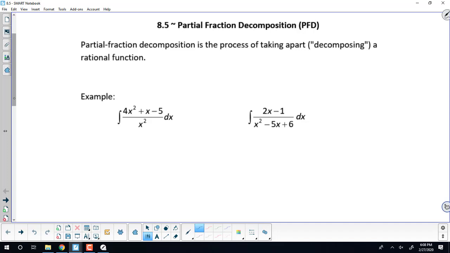But the notion of partial fraction decomposition is basically like taking apart a rational function into its smallest components. So a couple of examples here, both of these are rational functions, but when we can simplify something like this, we should. So this thing here on the left, we can simplify that.